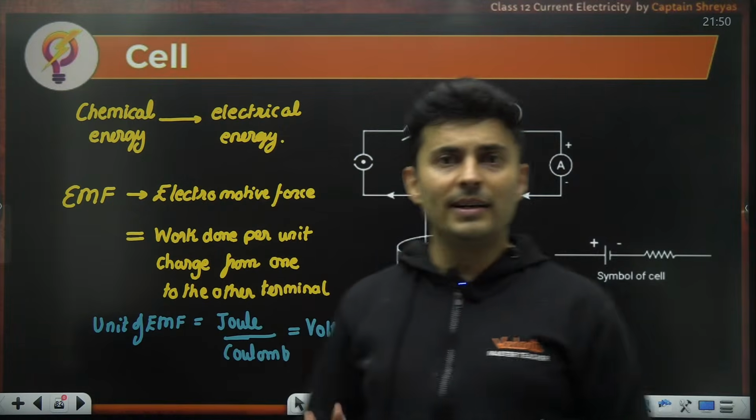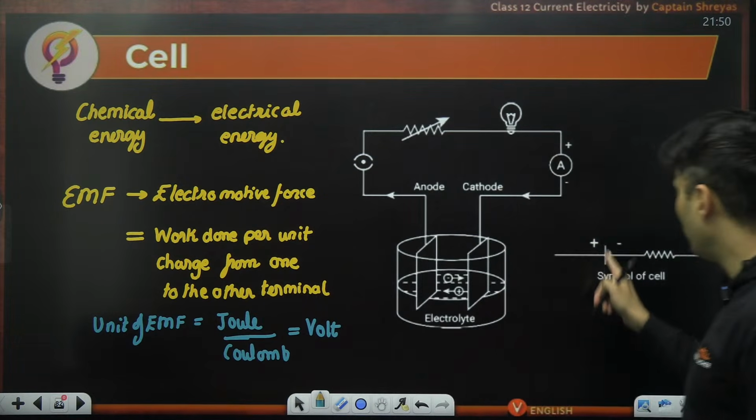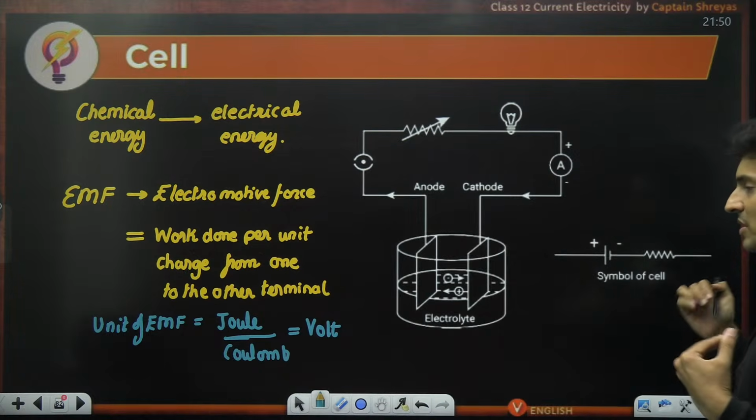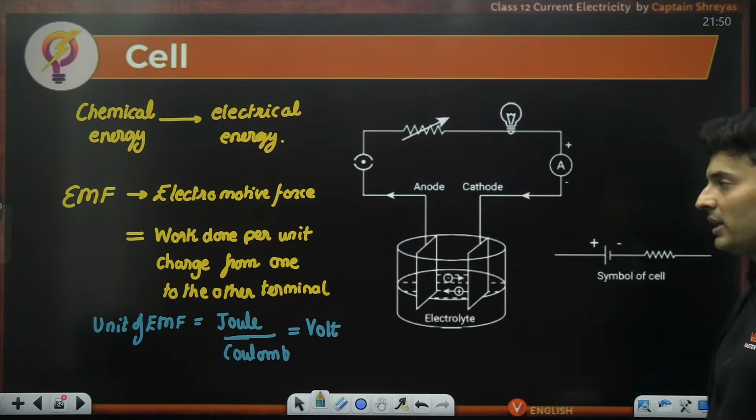The symbol of a cell, we all know, one big line and one small line. The big line is the higher voltage, the smaller line is the lower voltage, positive and negative terminal.